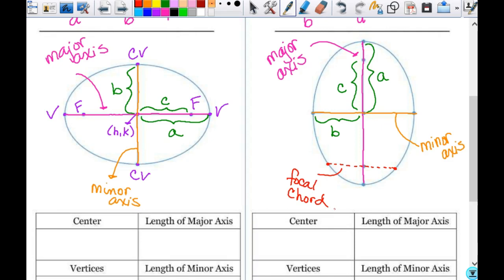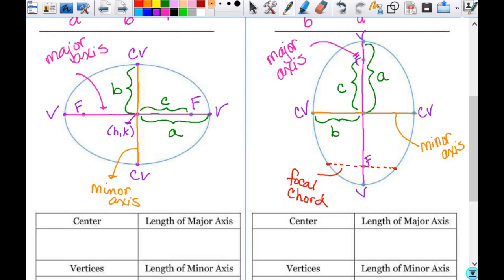What would be the, say that again? Which ones? Oh, that's a good question. Let's go ahead and do that then. The vertices are always on the major axis. So this is a vertex, this is a vertex, co-vertex, co-vertex. So yeah, let's just go ahead and label it all if that helps. We'll make sure.